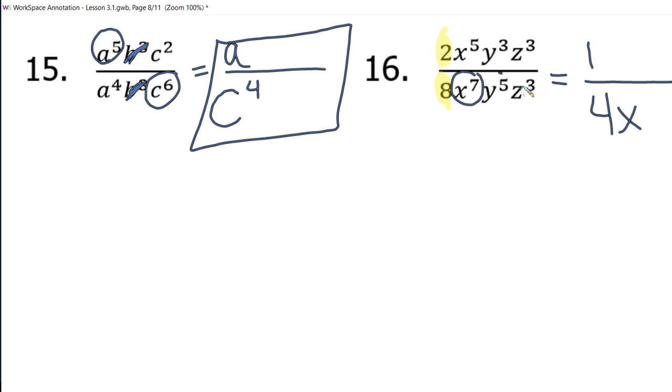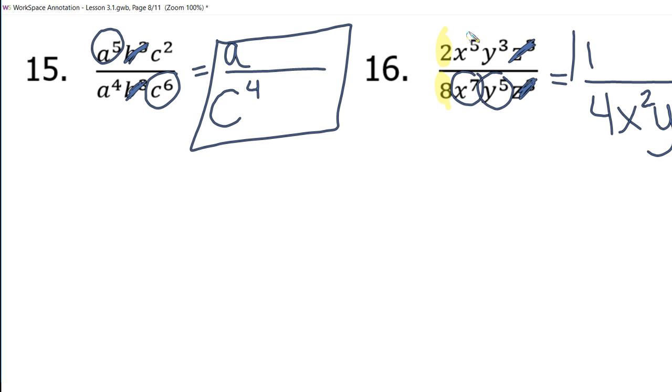What about the larger z? Z cubed on top, z cubed on bottom. They cancel. And when we're dividing, what do we do with those exponents? So for the x's, what's 7 minus 5? 2. And for the y's, 5 minus 3? 2. So the answer is 1 over 4 x squared y squared. Questions on the front?